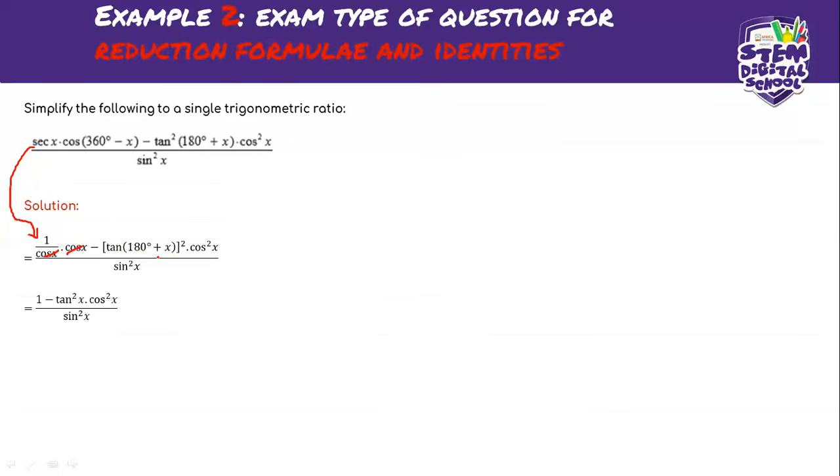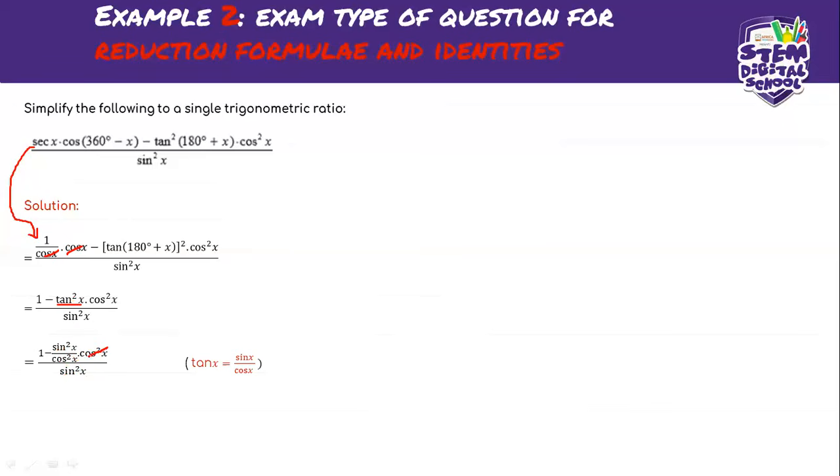Third quadrant, our tan is positive. Then we'll now have negative tan squared x times cos squared x all over sine squared x. Now, remember, I did advise you, every time you see tan like this, you change it. Here it is. Instead of tan squared x, you are now having sine squared x over cos squared x, times cos squared x, and then all over sine squared x.